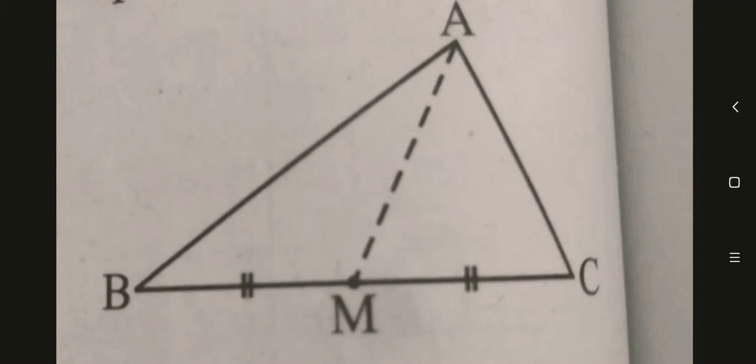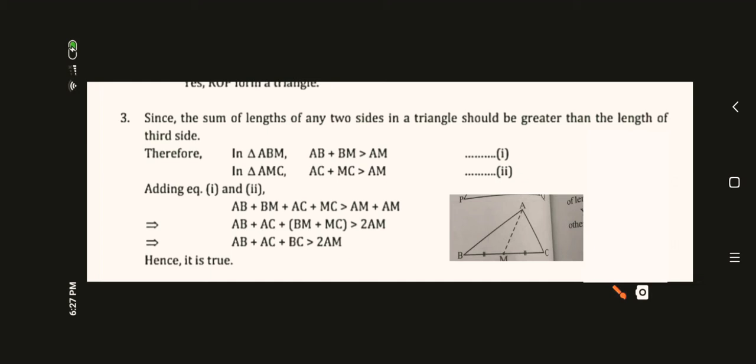So in the third question, firstly we'll state the property: the sum of the lengths of any two sides of a triangle should be greater than the length of the third side. Therefore, we'll take the first triangle ABM and state that AB plus BM should be greater than AM. So always consider that we have to make this equation.